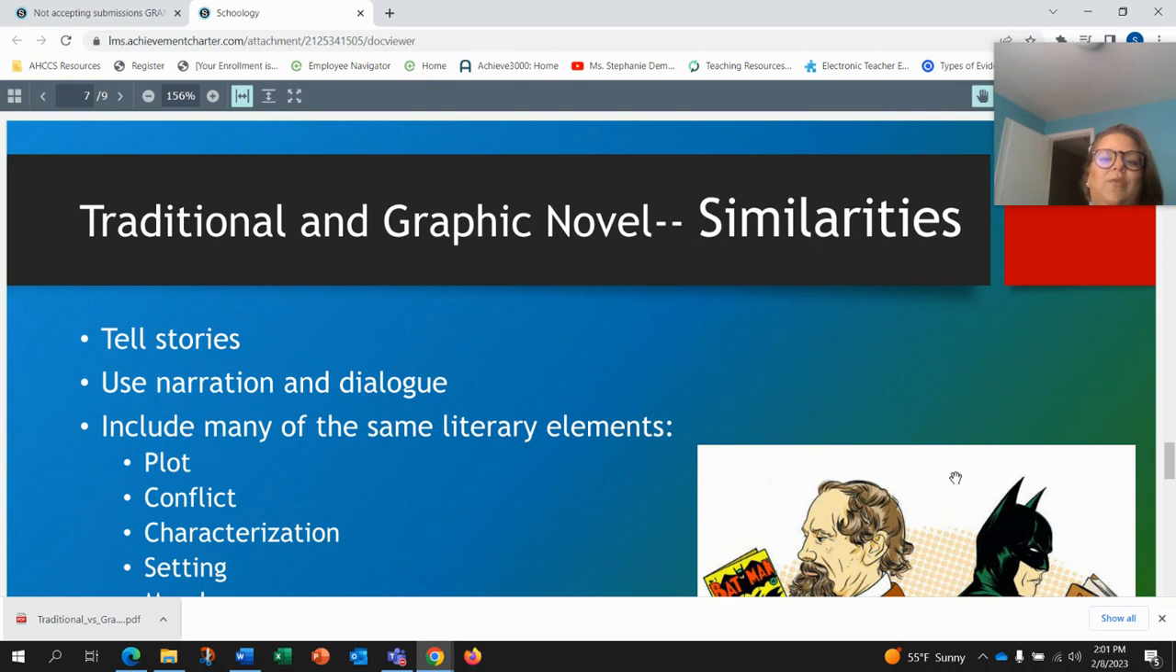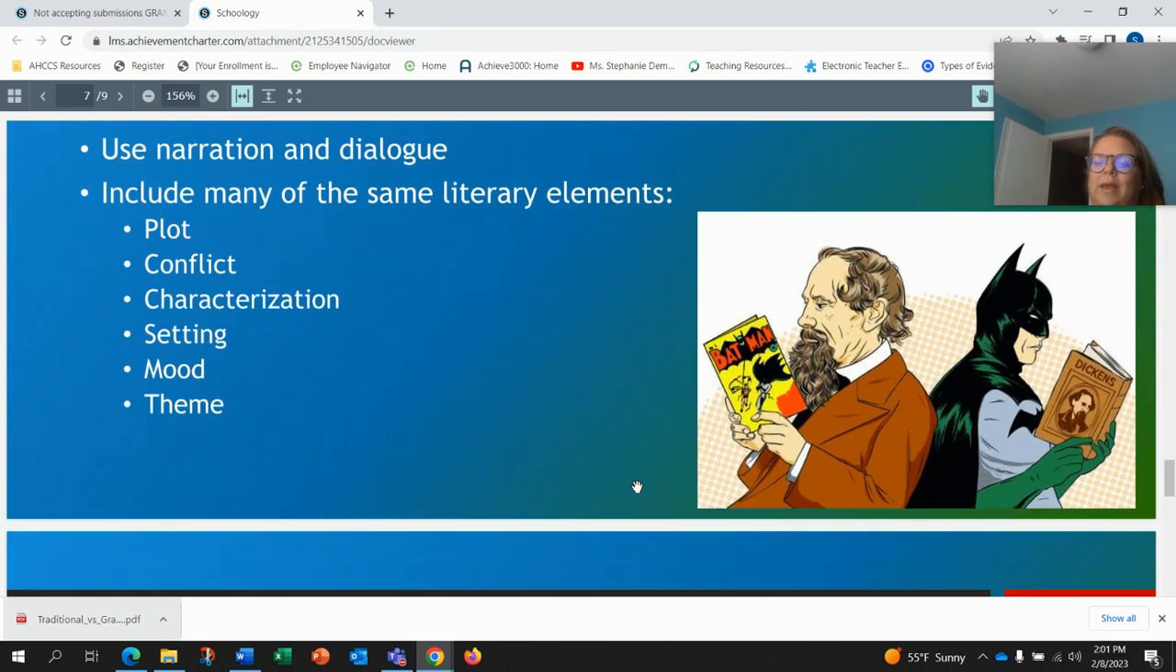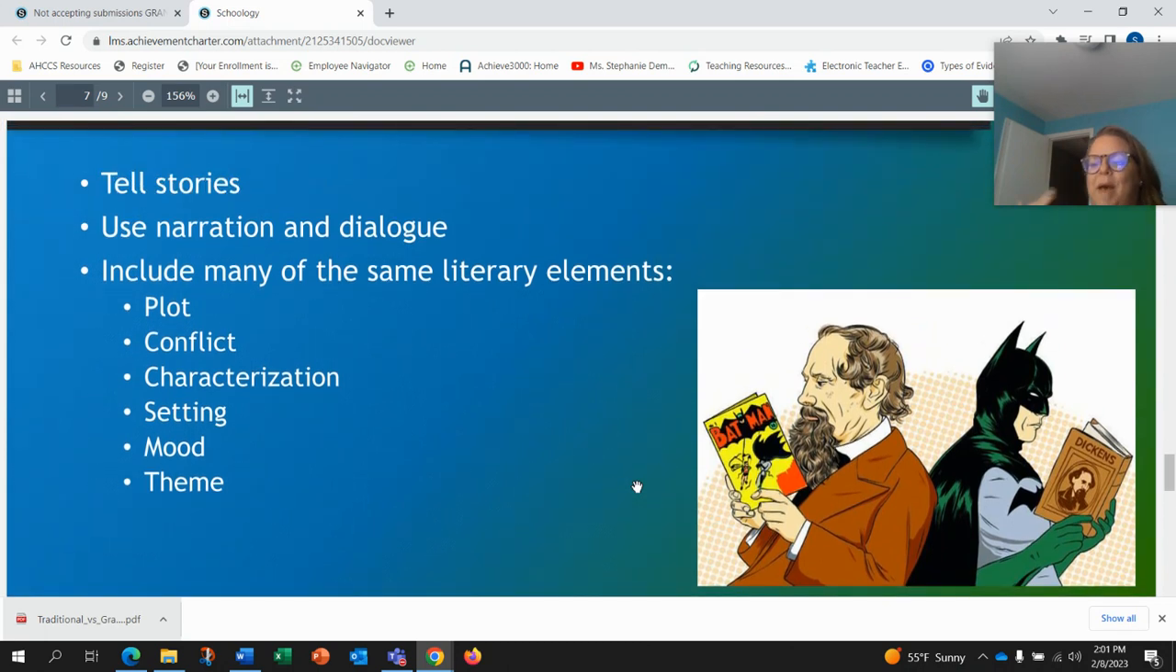So, traditional and graphic novel similarities, there are similarities as well. They tell us stories, use narration and dialogue, and include many of the same literary elements. So, regardless if you are reading Dickens or Batman, so you can see them reading each other's novels. I love this picture. They're going to still include the same literary elements.